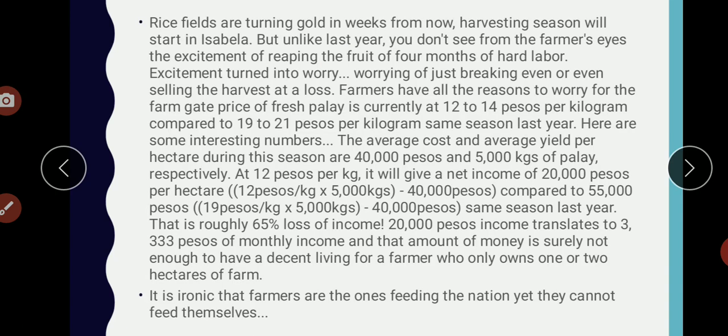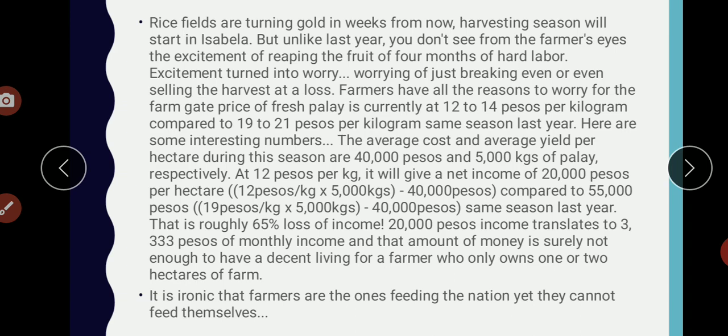So this article, I copied it from Facebook, so credit to the owner. And it talks about the issue last year, which is about the price of rice, wherein it reduced by 5 to 7 pesos per kilogram. So I would like to read the article.